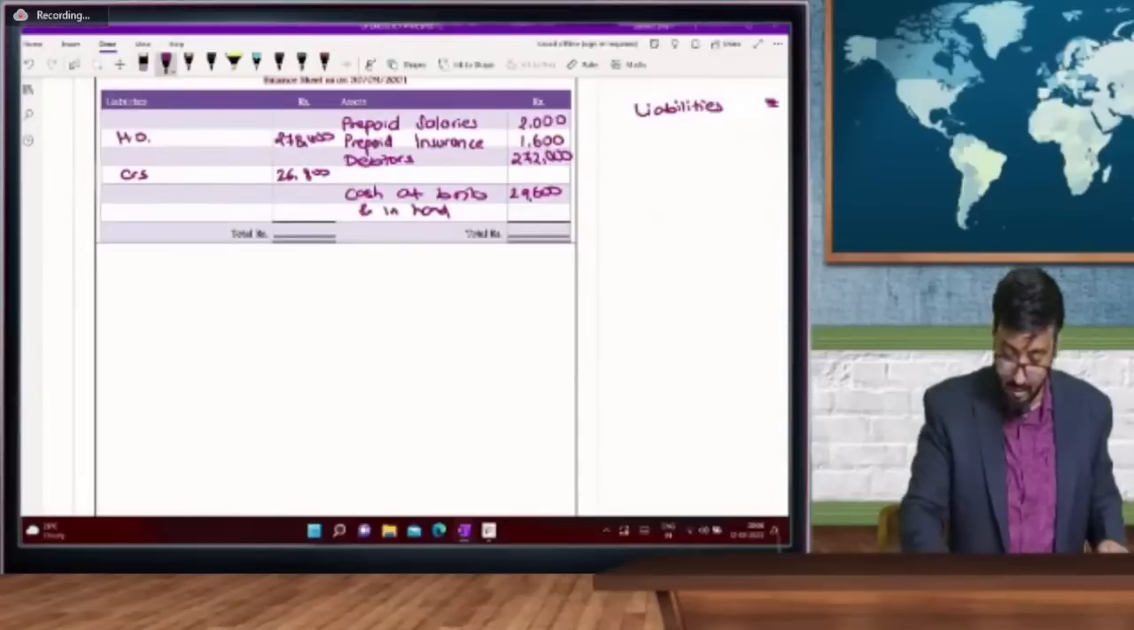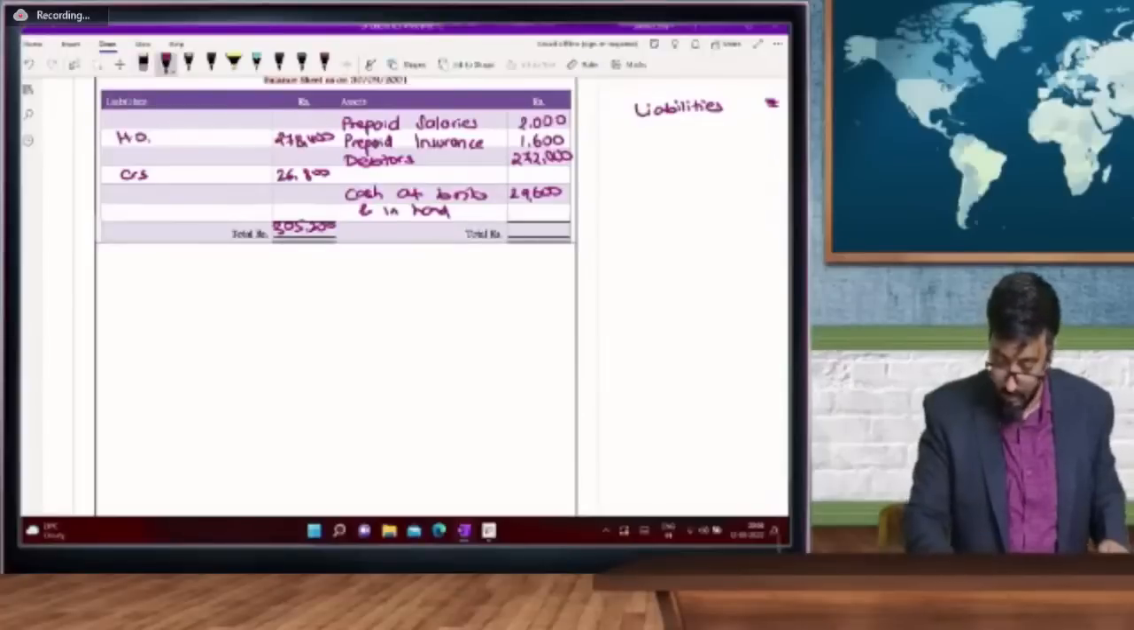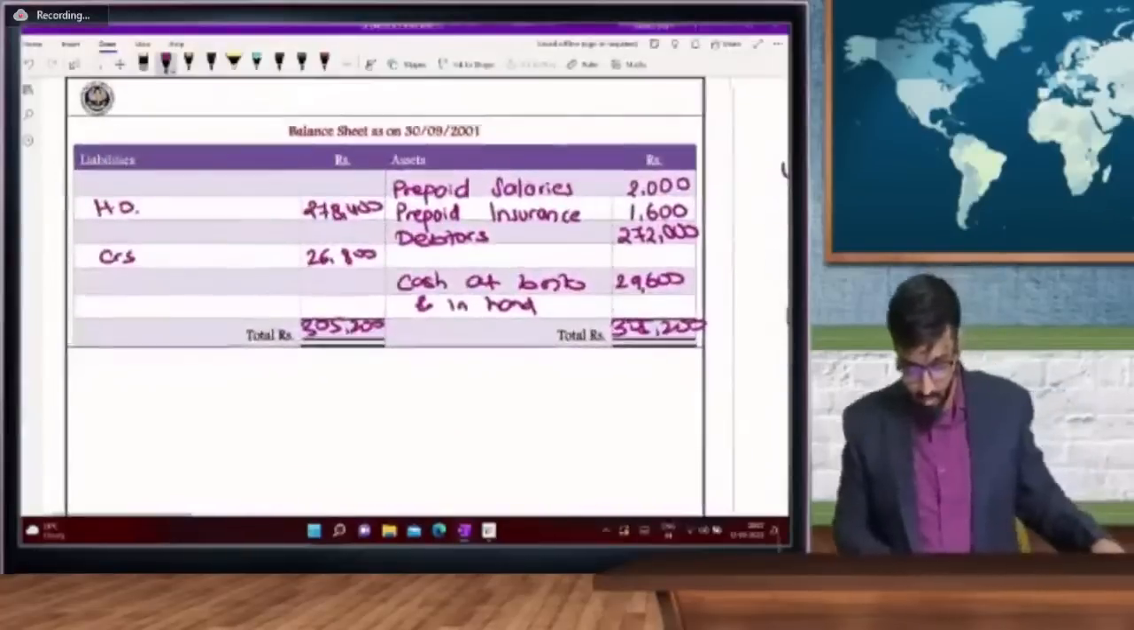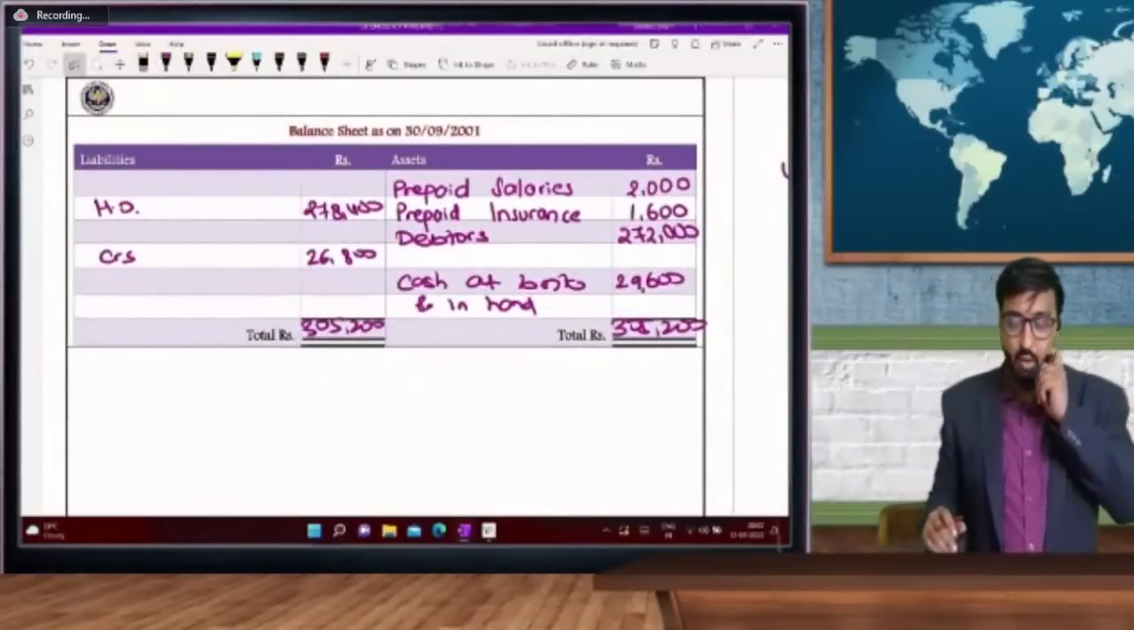See, is the balance sheet tallying or not? Yes. 3,05,200 is the balance sheet total. Yes, you understood this question now?